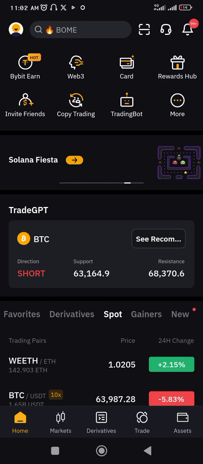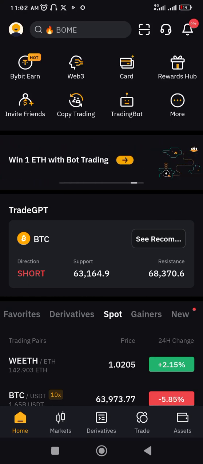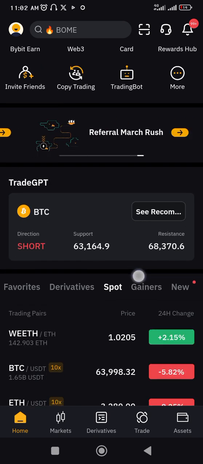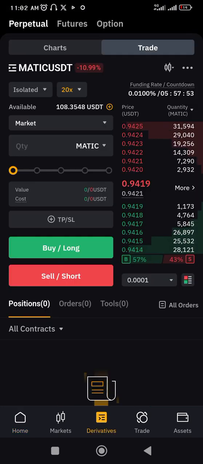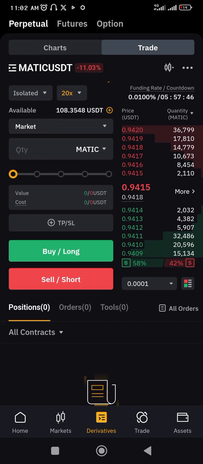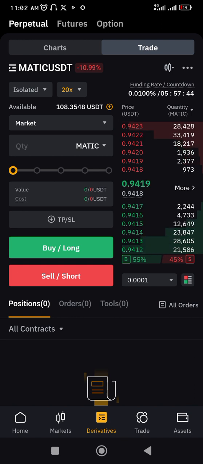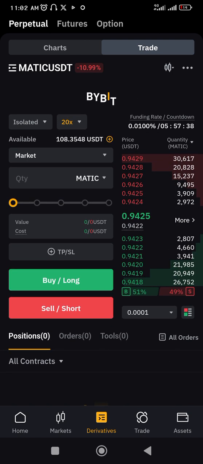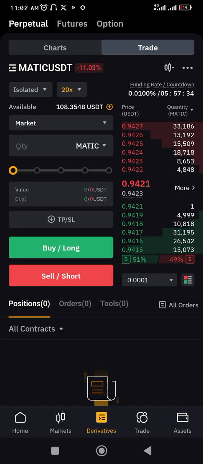Okay guys, on today's video, I'm going to be giving you a comprehensive guide on how to trade on the Bybit derivatives section. As you can see here on the Bybit app, you have your Bybit derivatives. So I'm going to show you how to make money each and every day, every week on derivatives trading on Bybit.